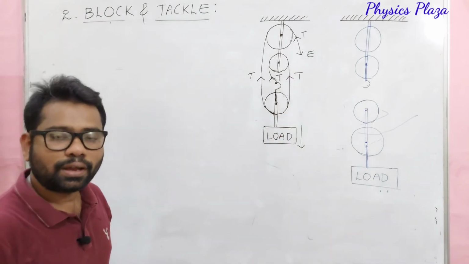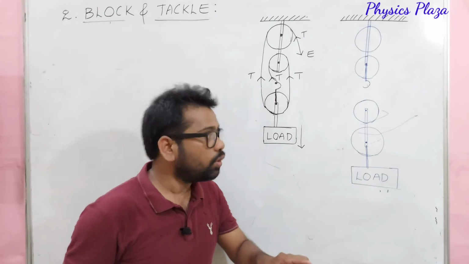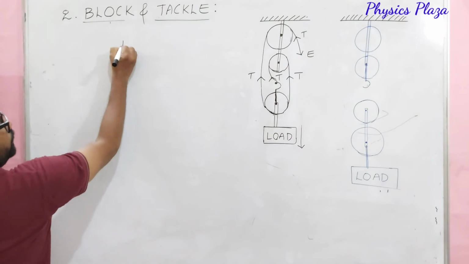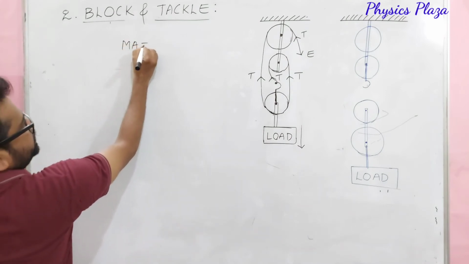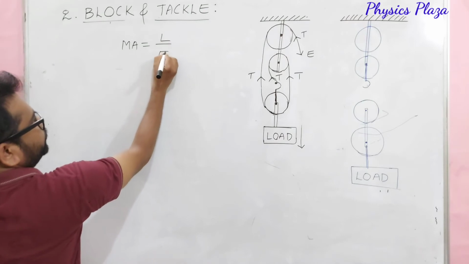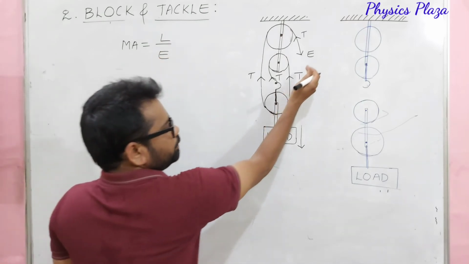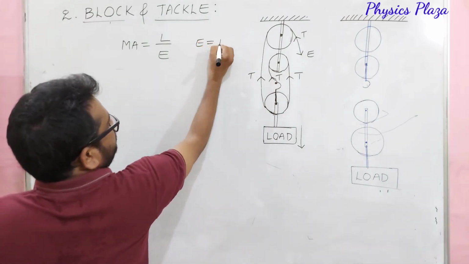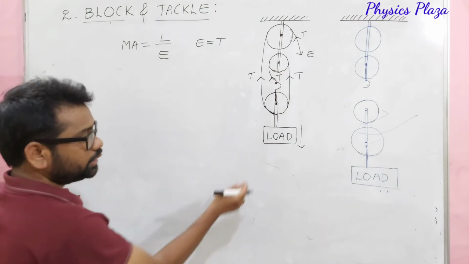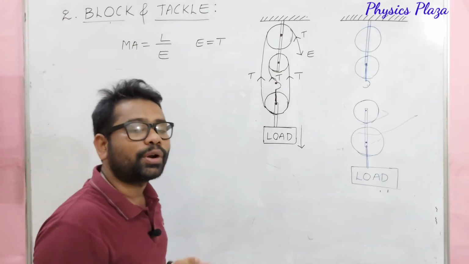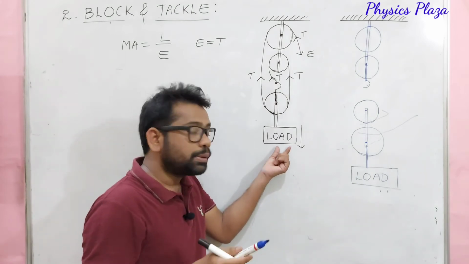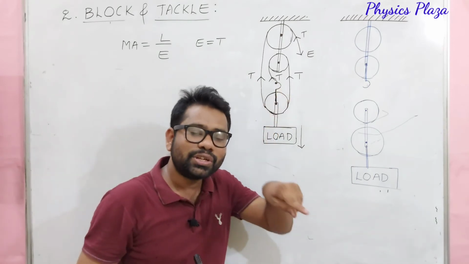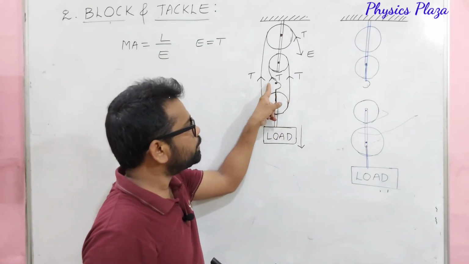Now let us try to calculate the mechanical advantage and velocity ratio for this block and tackle system in which 3 pulleys are there. So first, mechanical advantage is equal to the load by effort. Dear children, here in equilibrium, this effort is balanced by tension. That is, E is equal to T. And then what about the load? Children, it's very important. The load is balanced by the number of segments of the string, that is, the tensions which are developed in the number of segments of the string.